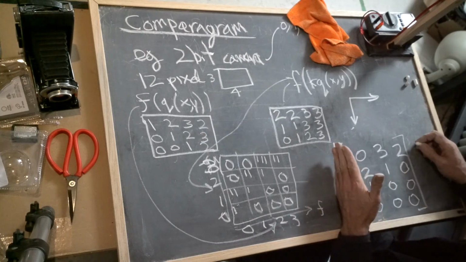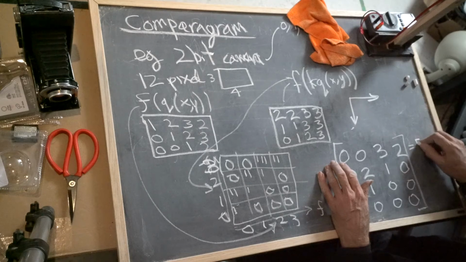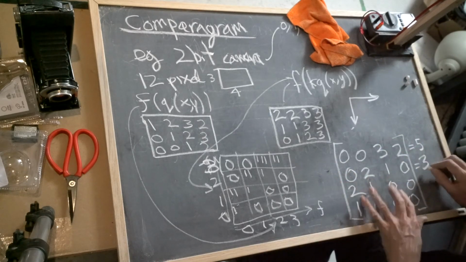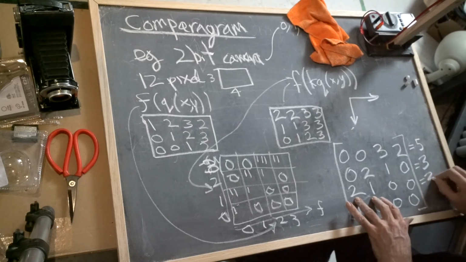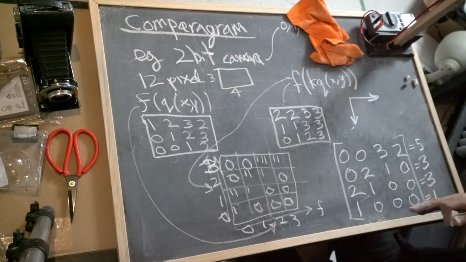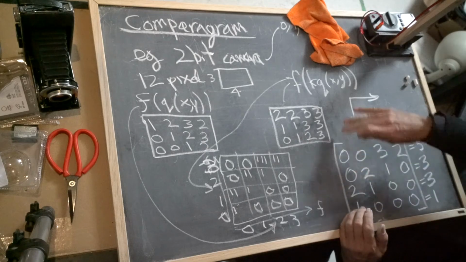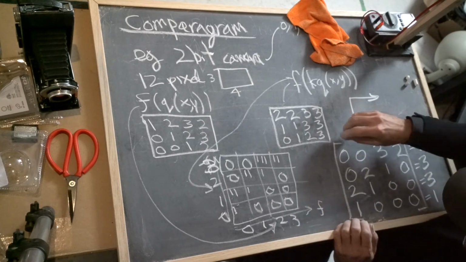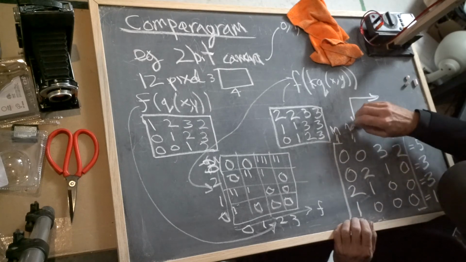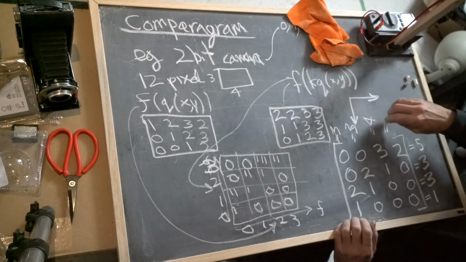So now if you take this comparagram and you add together these values here, total everything, that's 5. This is 2 plus 1 is 3. This is 2 plus 1 is 3, and this is 1. So if you total along here, and if you total this way, let's total here. This is equal to 3. This is equal to 3. If I total those, that's equal to 4. And this is equal to 2.